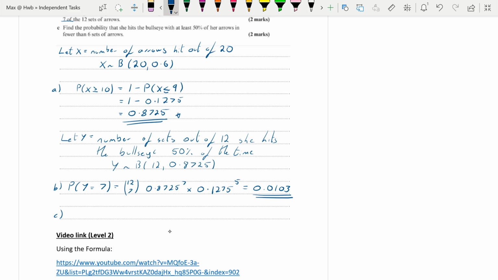So next one, find the probability to hit with at least 50% of our arrows in fewer than 6 sets. So again, fewer than 6 is going to be less than 6. Okay, again, it's not less than or equal to, so I need to change it. So it'll be less than or equal to 5. And again, I'm just going to go to my calculator for this, and I'm going to round it to 4 decimal places. Now you'll notice it's a really, really small number. Okay, if you wanted to write a few more decimal places, that would be completely fine as well.